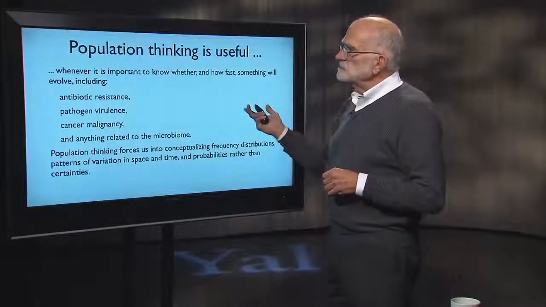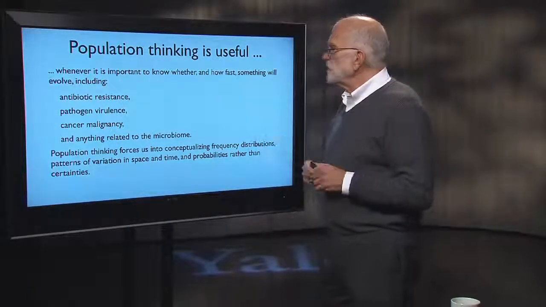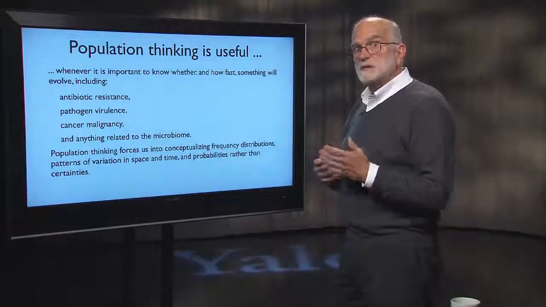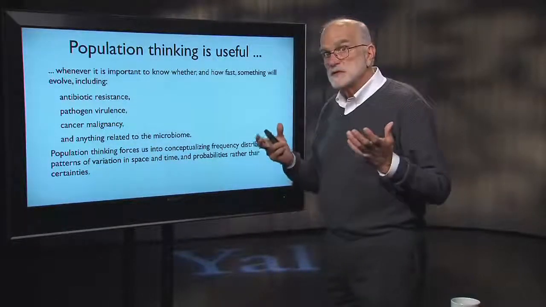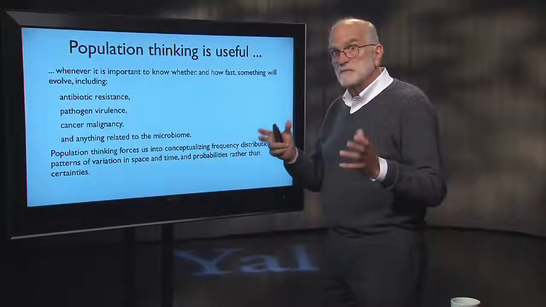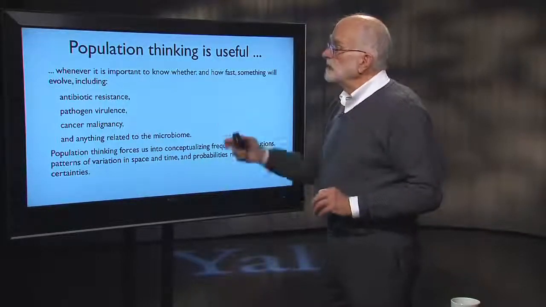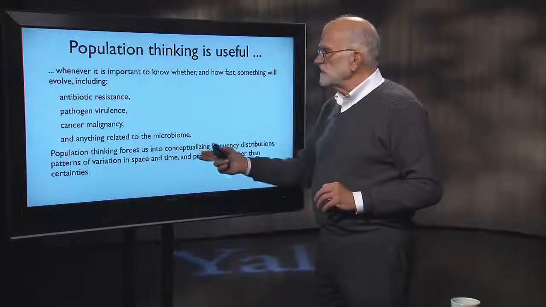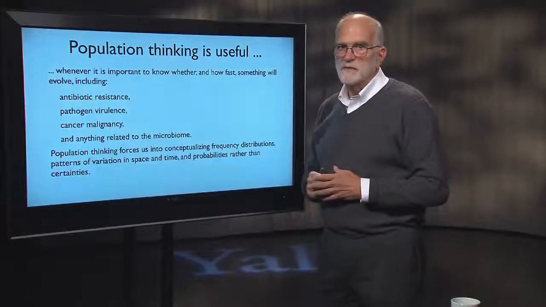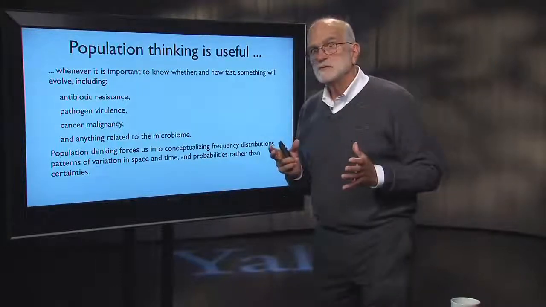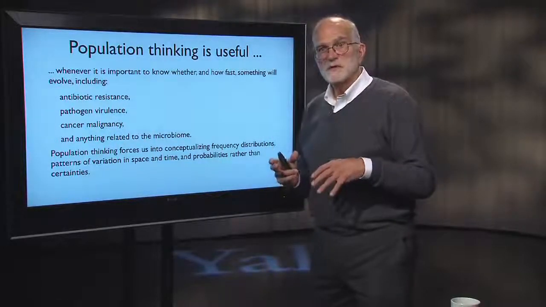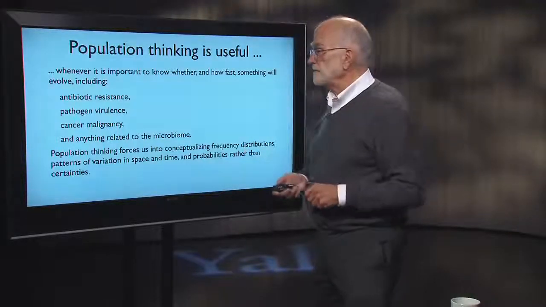It's useful whenever it's important to know whether and how fast something will evolve. So if you're going to think about these things, it's important to think about them as population properties. Antibiotic resistance, pathogen virulence, cancer malignancy, and anything related to the microbiome are all medical issues where population thinking is going to help you and typological thinking is probably going to deceive you.